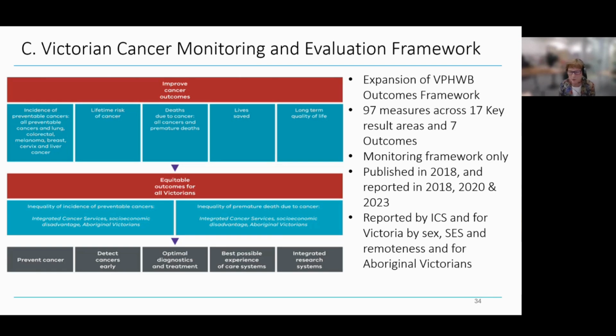The next framework I'm just going to touch on is the Victorian Cancer Monitoring and Evaluation Framework. If we think about that in a hierarchical sense, it grabs some of the measures from the Victorian Public Health and Wellbeing Outcomes Framework and expands very broadly in the focus of cancer. There are nearly 100 measures across 17 result areas and 7 outcomes. It is a very broad framework.